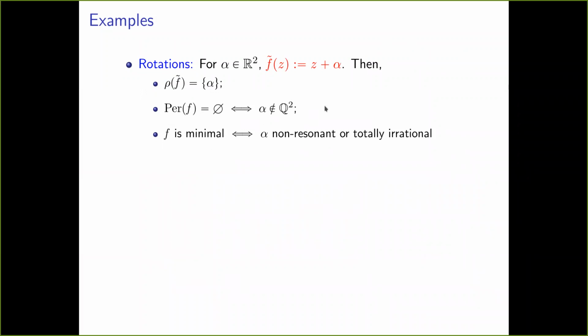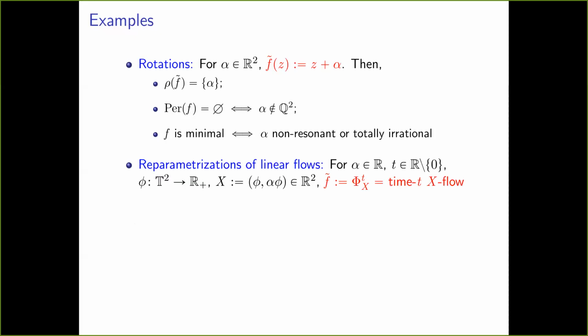You know that it's periodic point free if and only if alpha is an irrational point, and it's minimal if and only if alpha is what some people call non-resonant, some people call totally irrational. This is completely classical and well-known. The situation is very easy, and in a certain way, it's analogous to what happened in dimension 1. Essentially, up to topological conjugacy, you have only this example. But in dimension 2, there are some new phenomena appearing here. The first one is, I want to consider time t reparametrizations of linear flows.